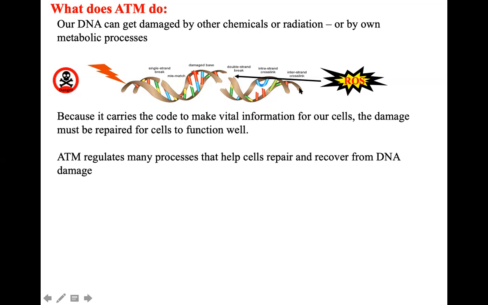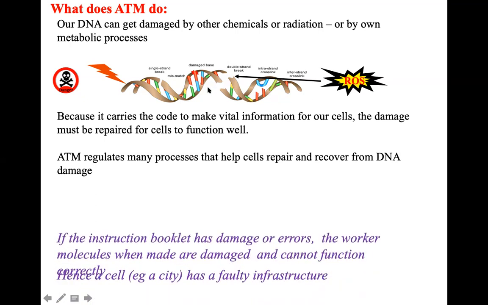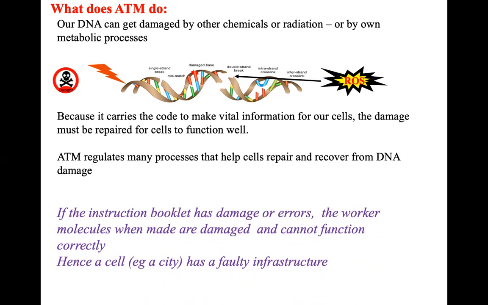And it turns out that ATM regulates many processes that help cells repair and recover from DNA damage, and particularly from when both of these backbones of that ladder are damaged. So you can think of it as if the instruction booklet has damage or errors. The worker molecules, when they're made, are damaged and cannot function correctly. So you can think of a cell as having an infrastructure that is faulty.